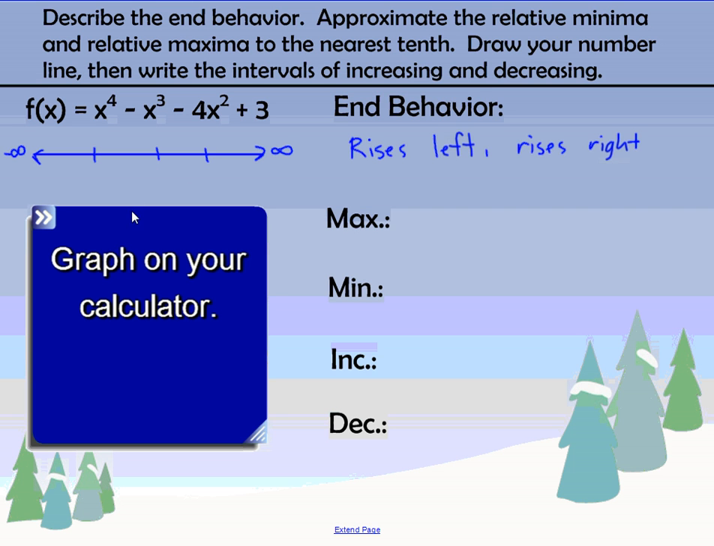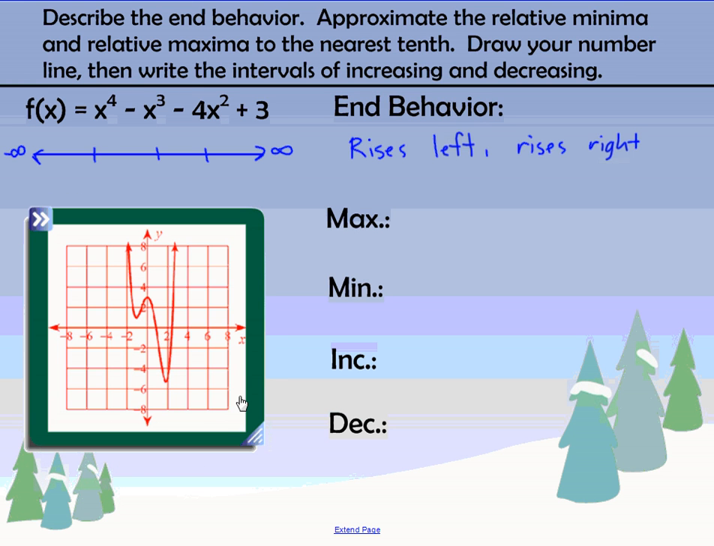I can go ahead and graph it on my graphing calculator. This will let me verify my end behavior. So it does rise both to the left and to the right, so that's good. Next, I can calculate my max and my mins as I go from left to right. I can go ahead and put in my arrows if I want. So going from left to right, it goes down, then up, then down, then up. So I'm going to put that in. Down, then up, and down, and up.